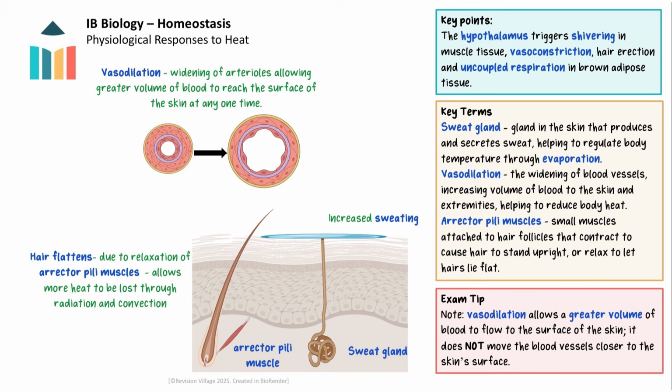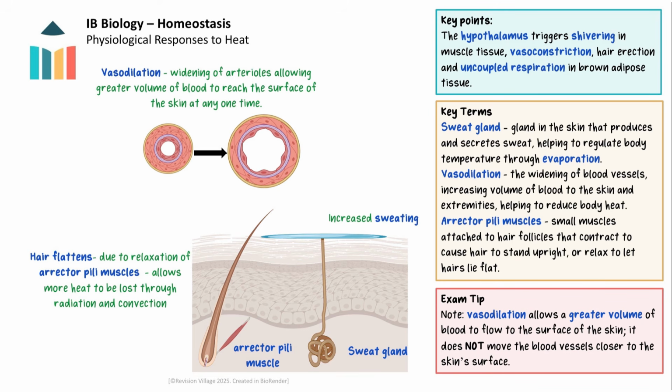The hypothalamus also triggers vasodilation, the widening of arterioles that supply the skin. When these blood vessels dilate, a greater volume of warm blood flows to the skin each second, increasing heat loss through radiation, convection, and conduction.